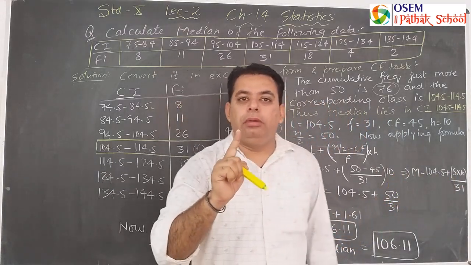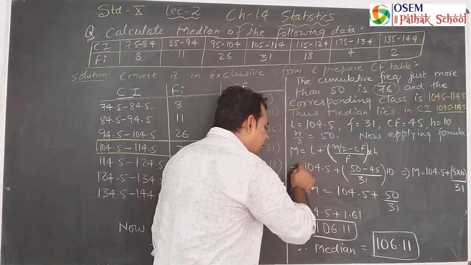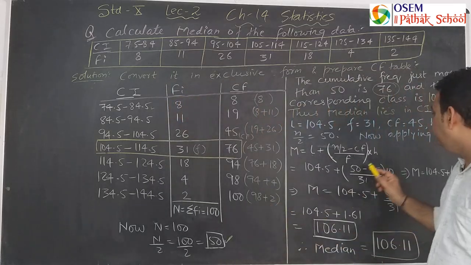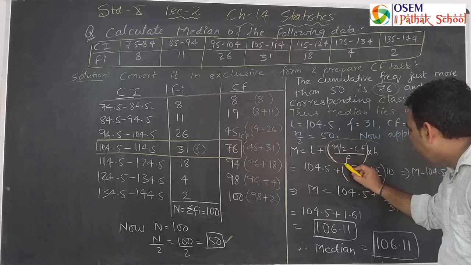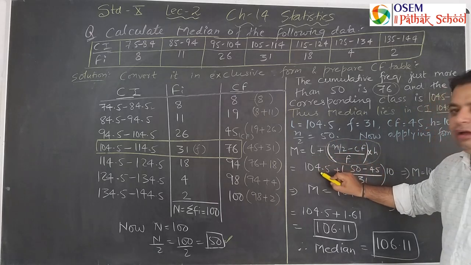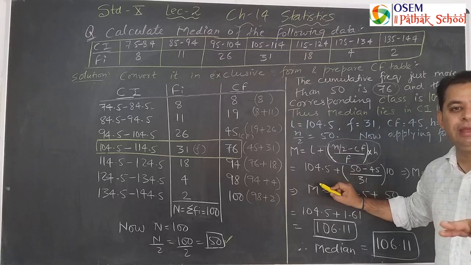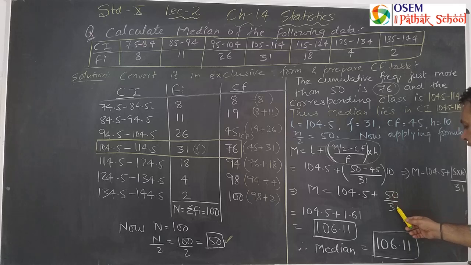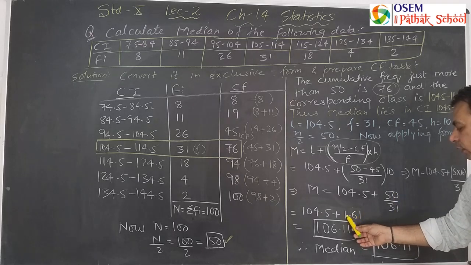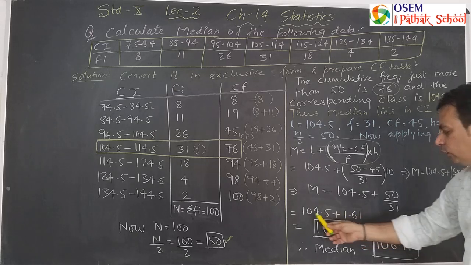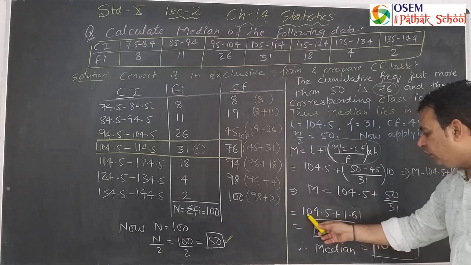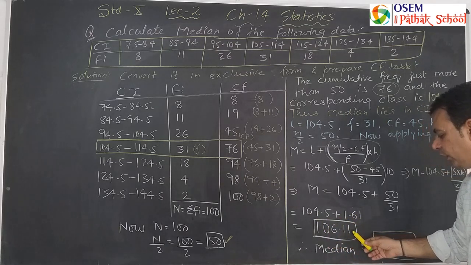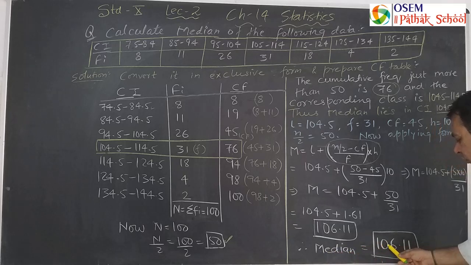Students always remember one thing, you have to never add this thing. L के वाला पार्ट को कभी भी ऐड नहीं करेंगे. We will always calculate first this part. हम लोग ये वाले पार्ट को पहले सॉल्व करेंगे, उसके बाद जो भी आंसर आएगा we will use with 104.5, L के साथ में ऐड करेंगे. I have written over here 104.5 plus 50 divided by 31. When we divide 50 upon 31, it is 1.61. So L plus 1.61, that is 104.5 plus 1.61. It will be 106.11. Therefore, the median equals to 106.11.